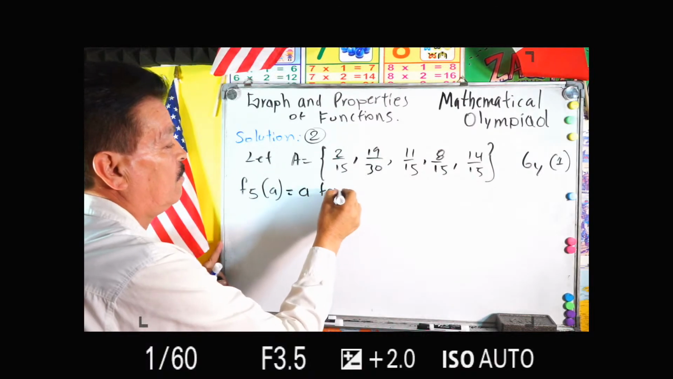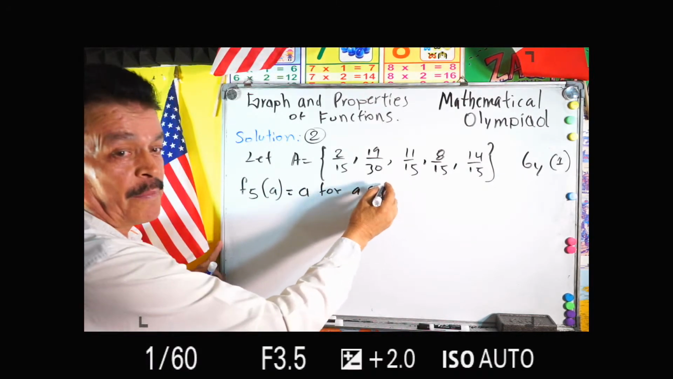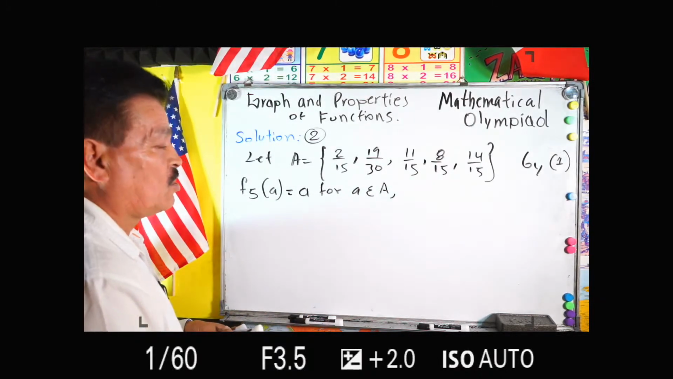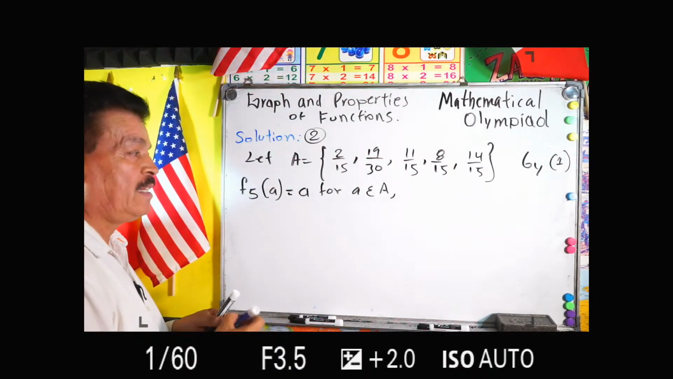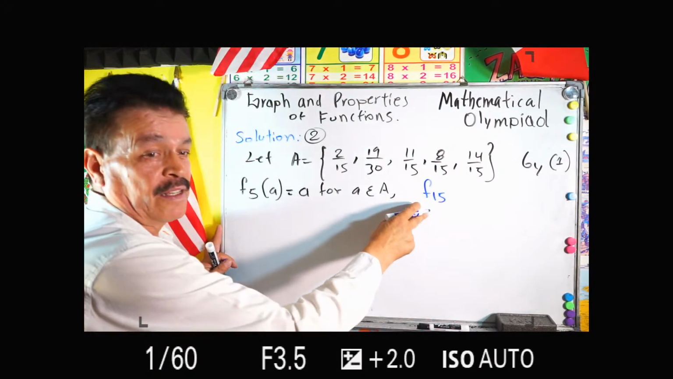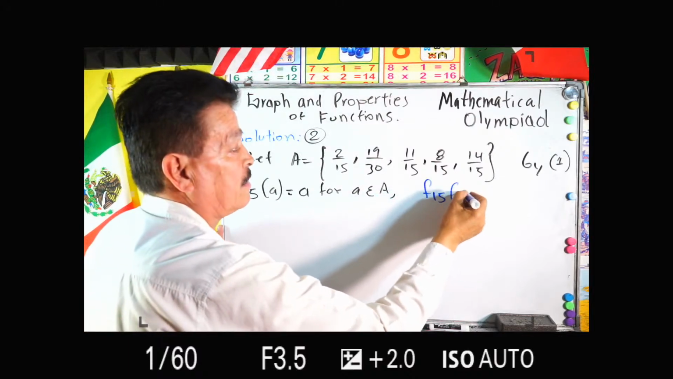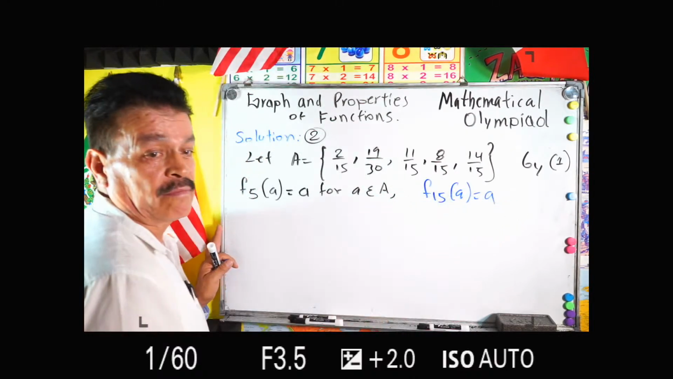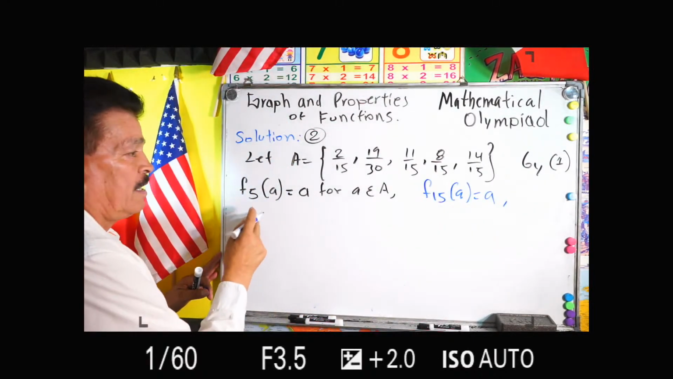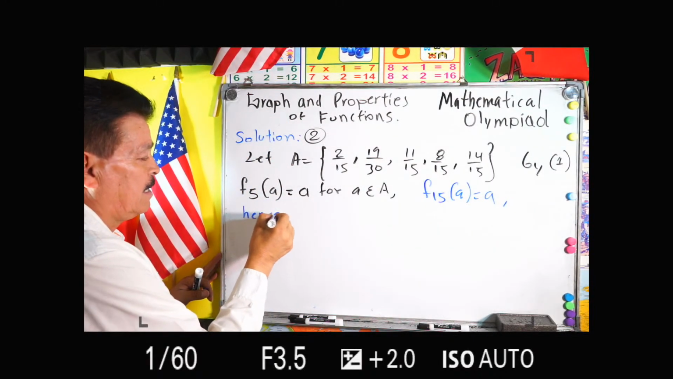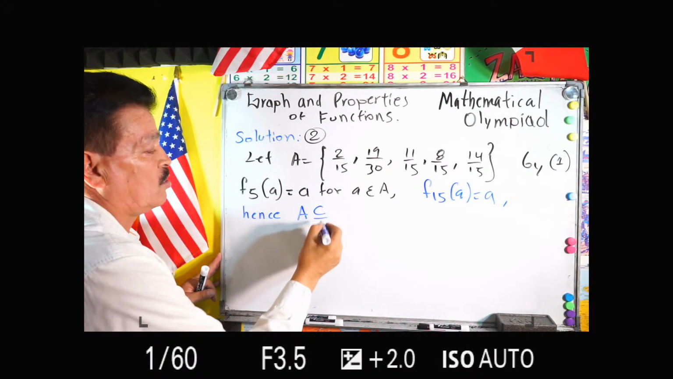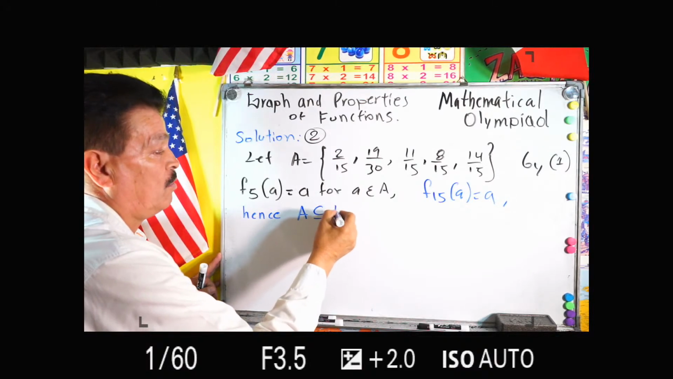A, for A belonging to A, capital letter. Okay, like a group. So here F15 of A equals A again, and hence A is a subgroup of B.